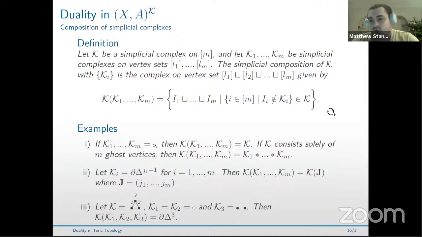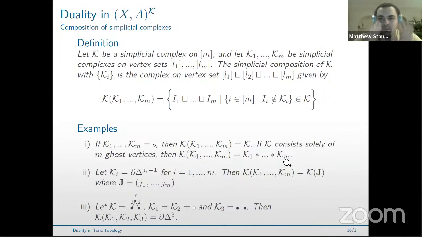Now, this is a sort of non-trivial construction, and it's slightly complicated, so I just give a few examples. Okay, the first example is the trivial one. If I have a simplicial complex K, and every single one of the K1 through Km is a single ghost vertex, then the simplicial composition of K with K1 through Km is just K. You just get K back, okay? Now, if K itself consists solely of m ghost vertices, then the simplicial composition of K with K1 through Km is the join of K1 through Km.